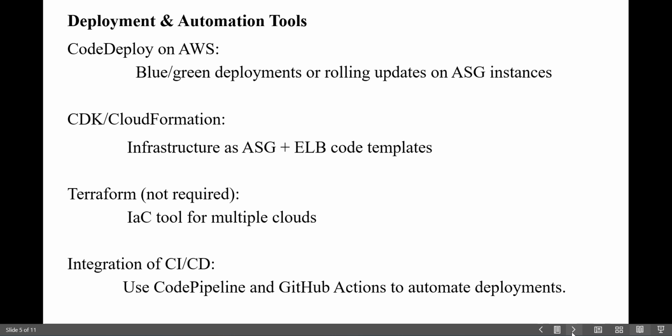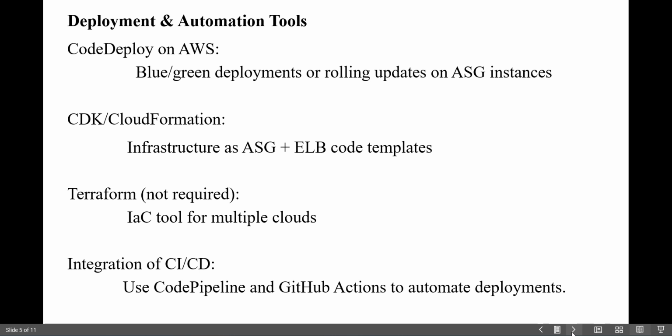CodeDeploy performs a safe deployment to ASG managed EC2 instances using rolling updates or blue green strategies. CloudFormation and CDK define your entire infrastructure as code. This enables automatic creation of ASGs, ALBs, scaling policies and permissions in a version controlled and repeatable manner. You can also integrate CI/CD with GitHub Actions or AWS pipelines.